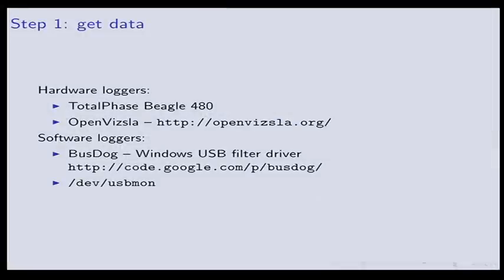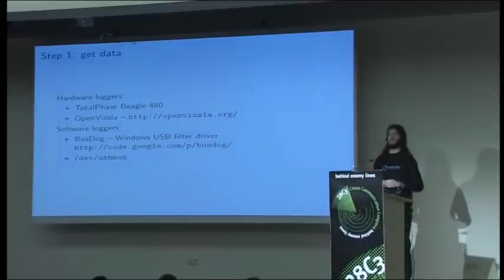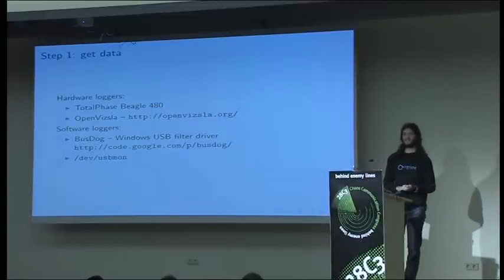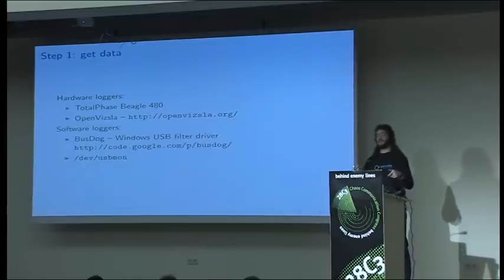There are various ways to capture the transfers that go back and forth. You can get inline USB sniffers. There's a commercial product called the Total Phase Beagle 480. It costs $1,200 US. I don't own one. There's an open source project called OpenVizla. Yeah, you guys are awesome. I'm excited for whenever I'm actually going to get mine, because it will make doing this sort of thing a lot easier for me.